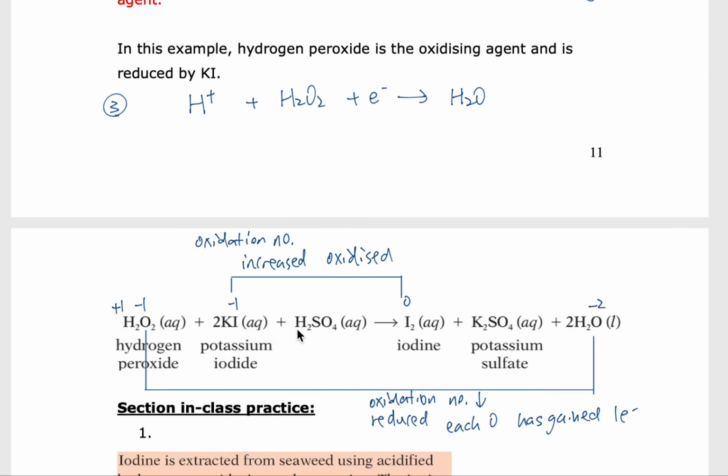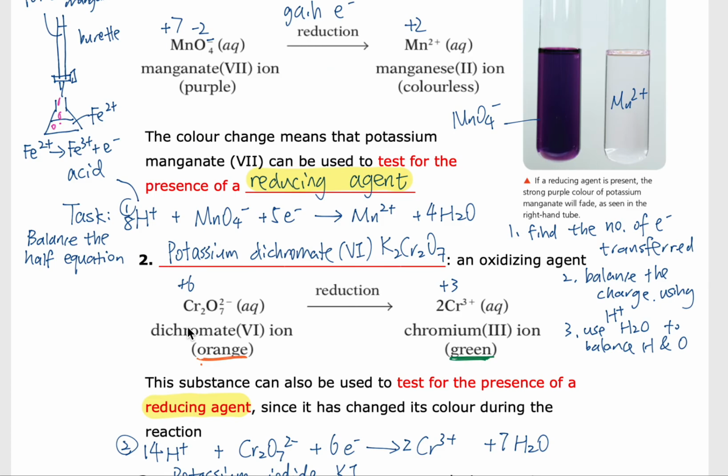Lastly, let's talk about sulfuric acid. What is the role of sulfuric acid over here? We can see there's no change in SO4 before and after. It's basically a spectator ion, and the oxidation state of hydrogen hasn't changed before and after. In this reaction, the hydrogen ion is only acting as an acid. This redox reaction takes place in an acidic environment, just like in the previous 2 examples.